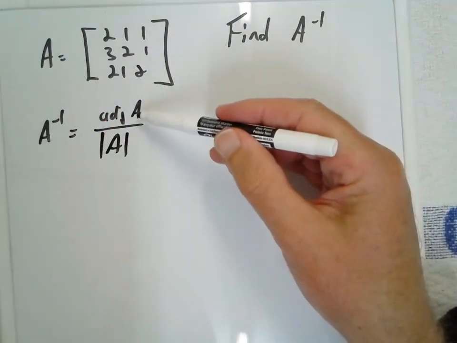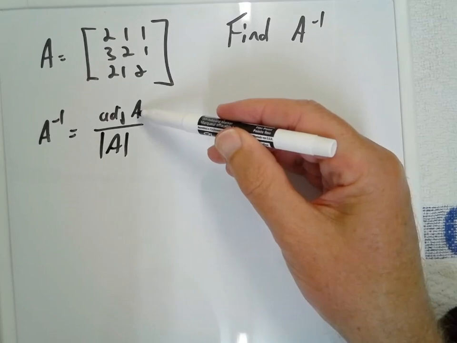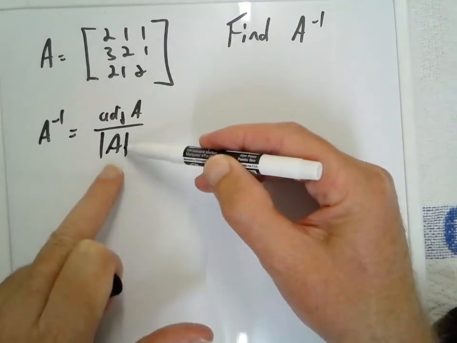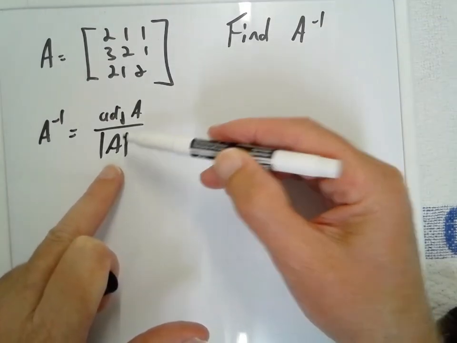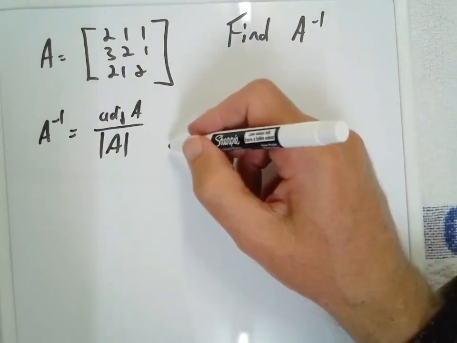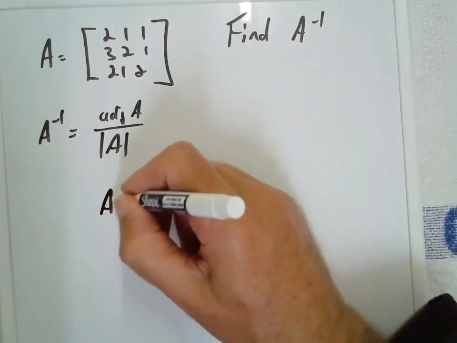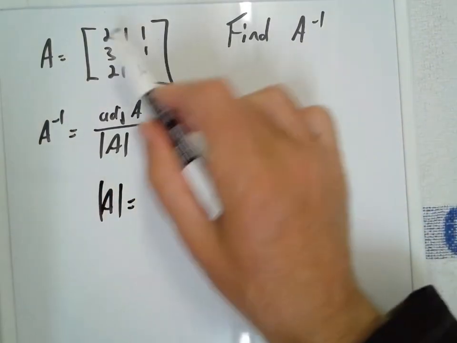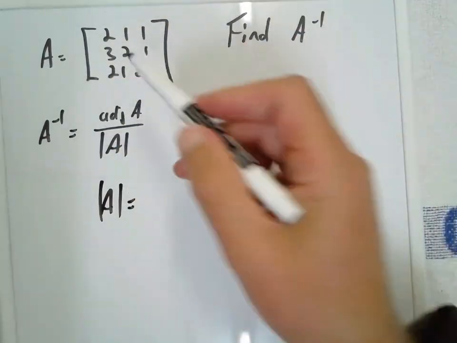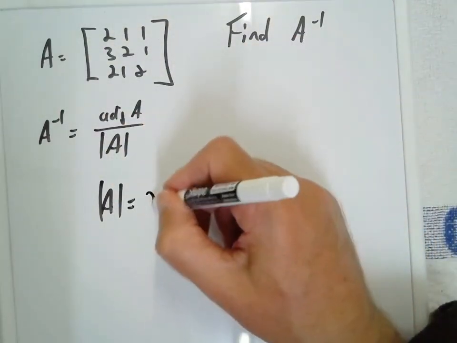So the adjugate of A is the transpose of the cofactor matrix. We will get to that shortly. Let's work out what the determinant of A is first. So we're going to say the determinant of A is, there's no real shortcut here. Let's just expand along row 1.